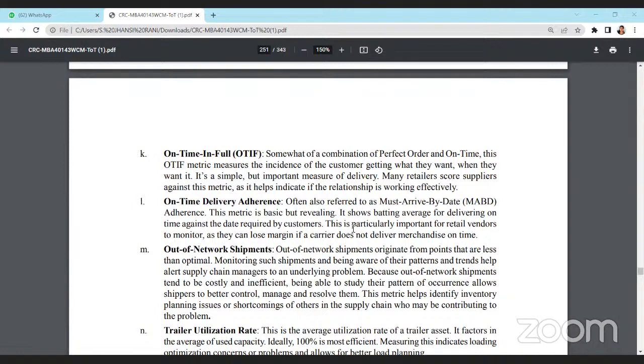Out of network shipments originate from points that are less than optimal, and monitoring such shipments and being aware of their patterns and trends help alert supply chain managers to an underlying problem. Because out of network shipments tend to be costly and inefficient, being able to study their pattern of occurrence allows shippers to better control, manage, and resolve them. This metric helps identify inventory planning issues or shortcomings of others in the supply chain who may be contributing to the problem.